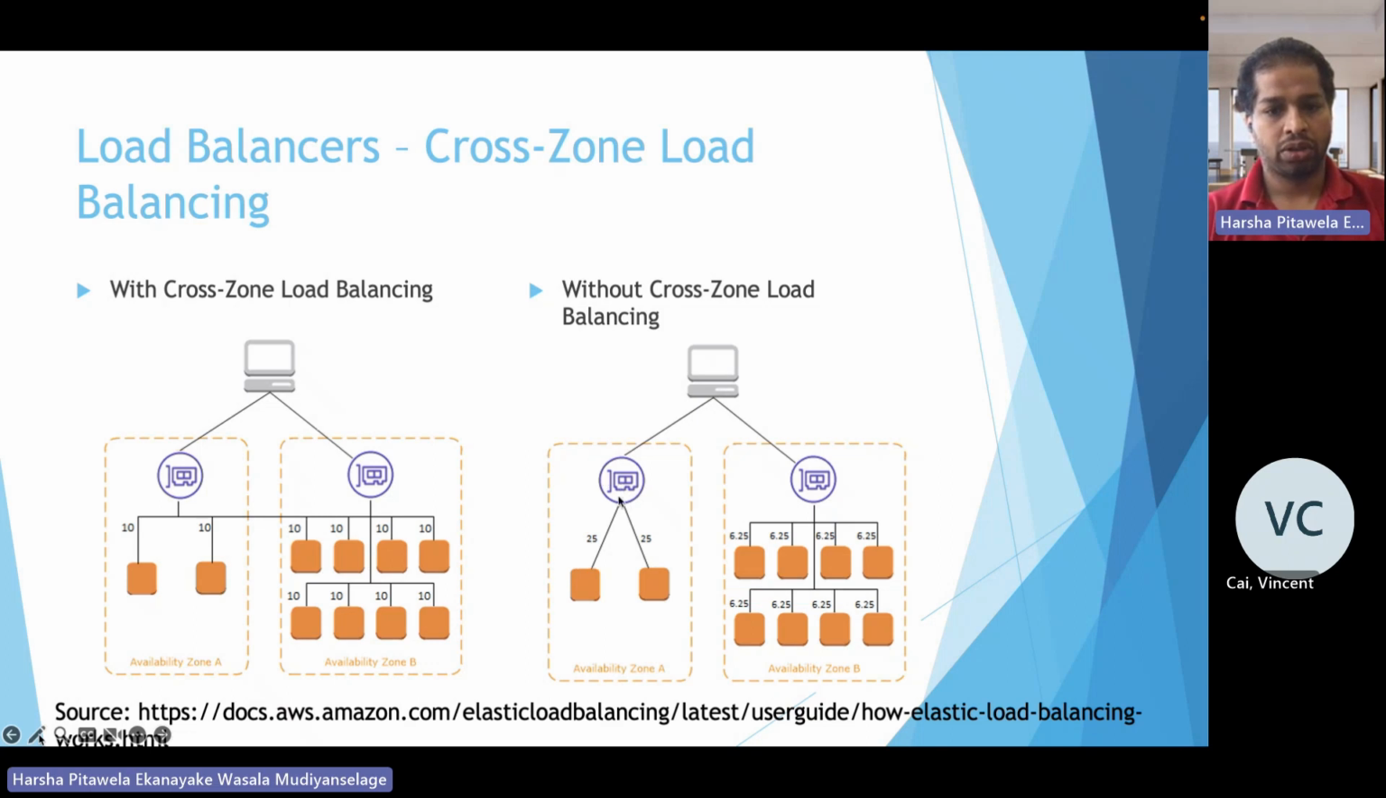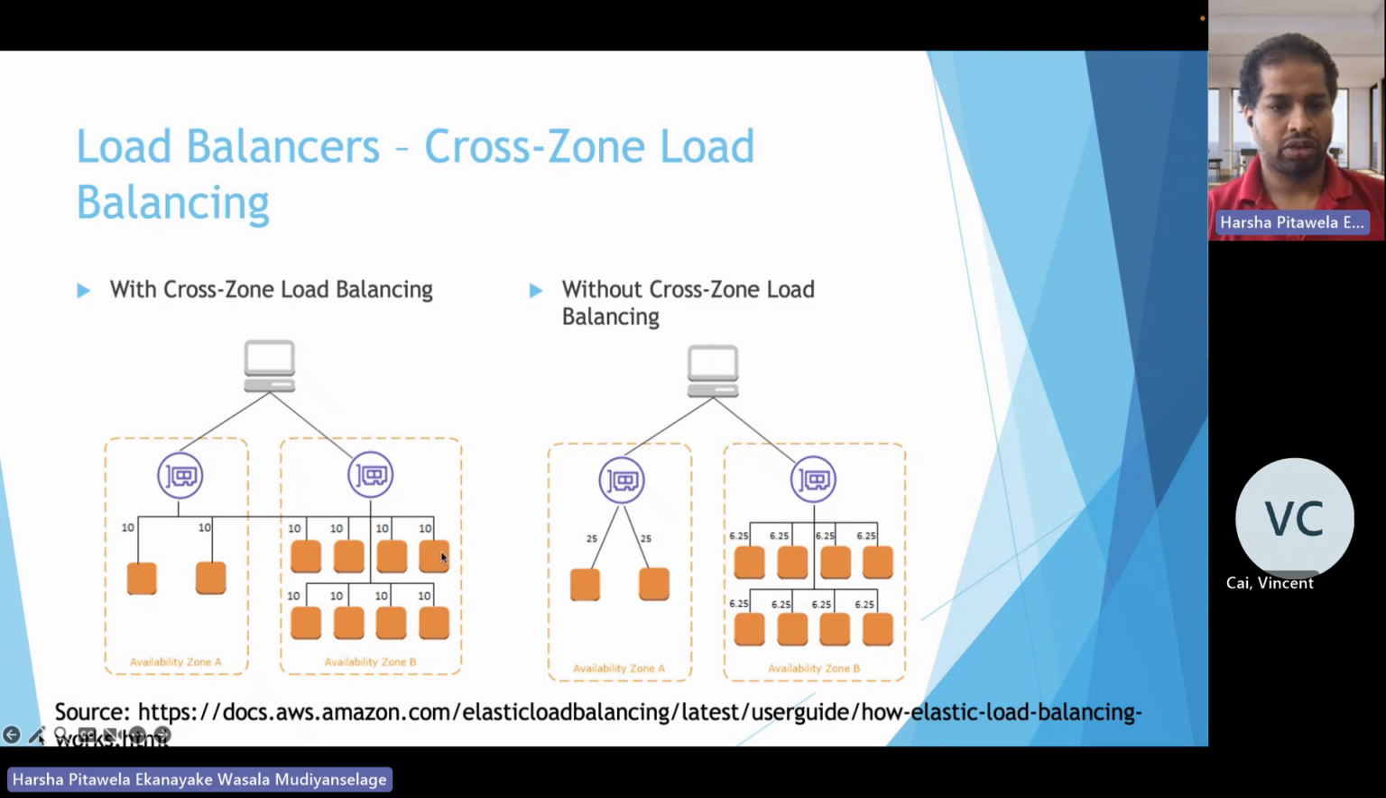So 25% goes here, 25% goes here. Out of the 50% that comes here, this is how the load will be distributed. So it is a good idea, for availability purposes, to have cross-zone load balancing, because in case one of the availability zones goes down, the application can still handle traffic.